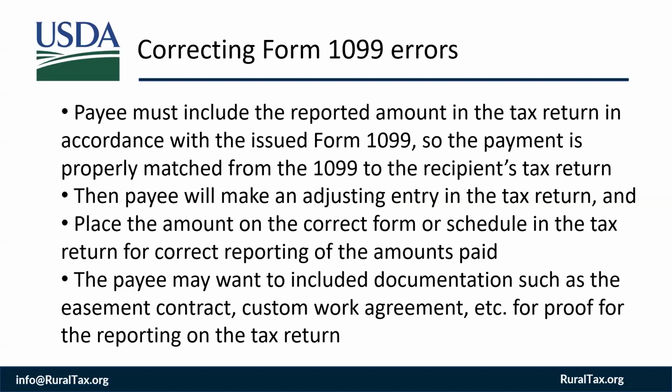So you, as the payee, work with your tax preparer, and you're going to adjust the entries, and I'll show you how that works in just a moment. In the tax return, you place the correct amounts on the correct forms or schedules, and that allows the correct reporting of the amounts paid and the correct tax treatment. As a payee, you may want to include documentation. That's the easement contract, the custom work agreement, any other thing that would show proof of how the reporting on the tax return should be.